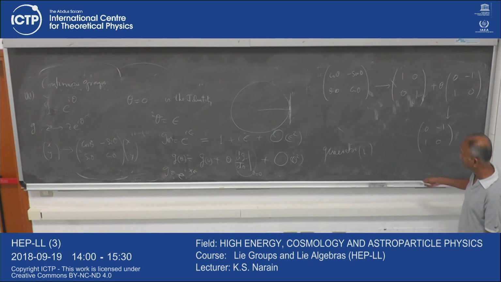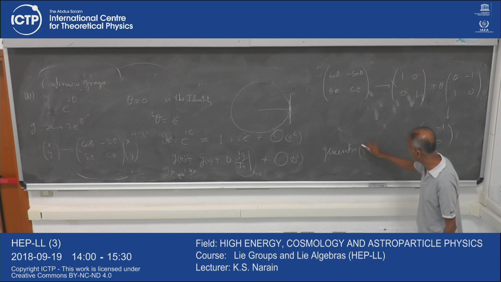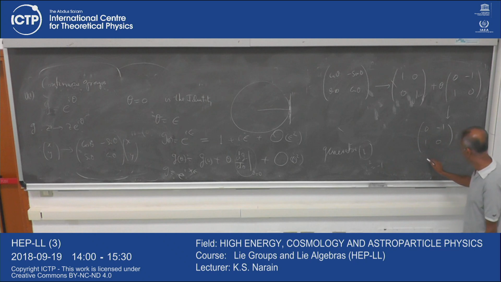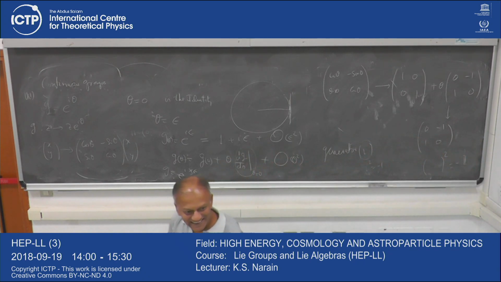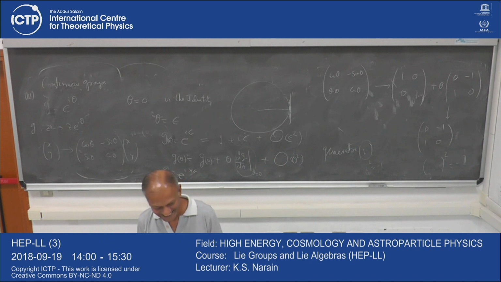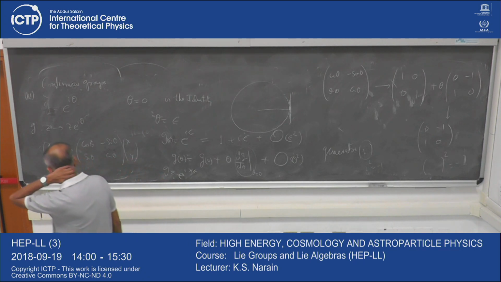Okay, so just as a curiosity, you can see that the square of this is minus 1, and the square of this is also minus identity. Okay, that's just a curiosity. In fact, I have just checked this. Right. Okay. We'll see later on.